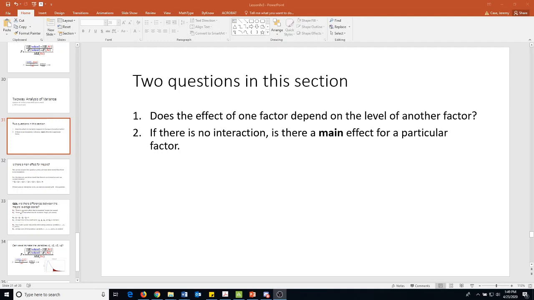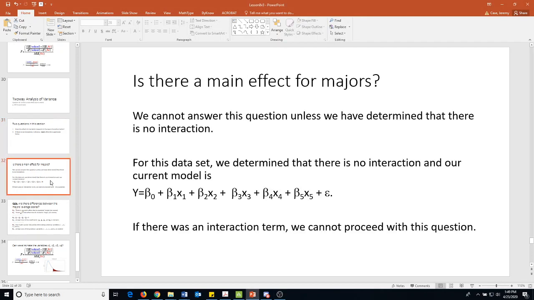And so we did this in a previous video, where we looked at the partial F test and determined that there were no cross terms, so we are okay. So let's go back to this question. Is there a main effect for majors? That is, if you look at the average score of this particular class, does it differ substantially for different majors?